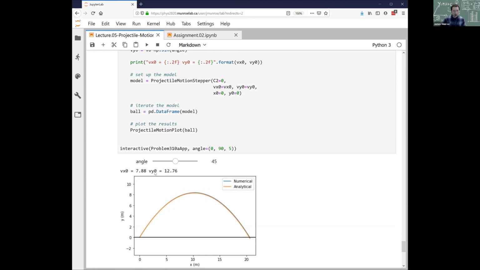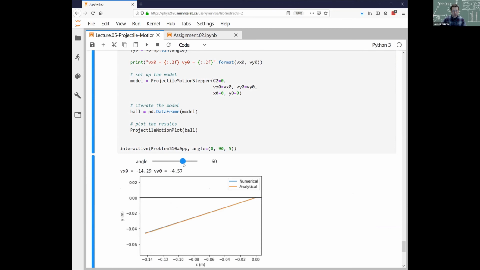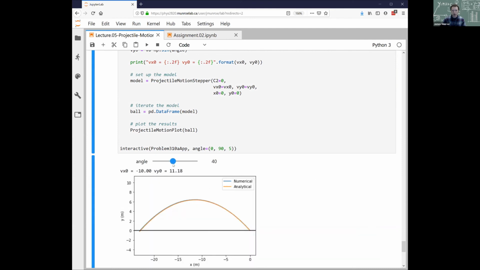These 2 numbers are not the same, but my angle is 45 degrees. These 2 numbers are not the same. That's weird. Okay, let me increase the angle. Oh, well, look at that. Negative velocities. It's like the angle that I want, 60 degrees, is much, much bigger than 60 degrees. What could be the problem?